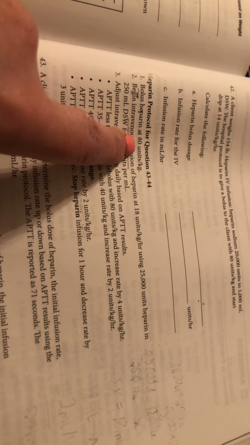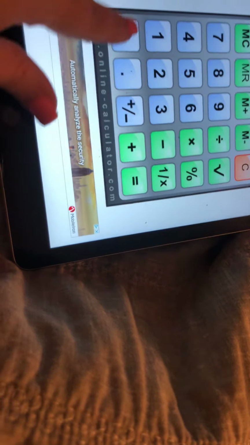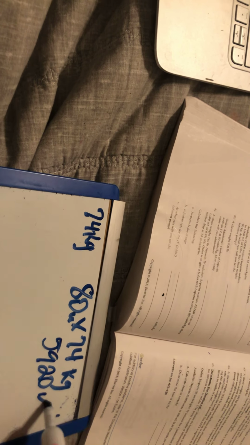The bolus is 80 units per kg. So, 80 units times 74 kgs. So our bolus is 5,920 units per hour.